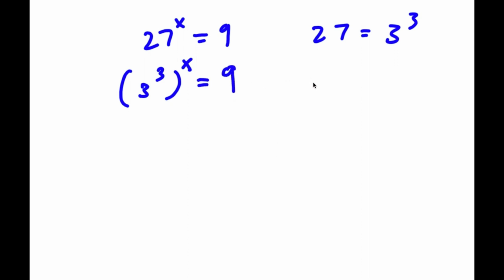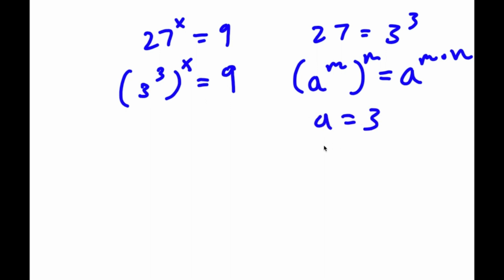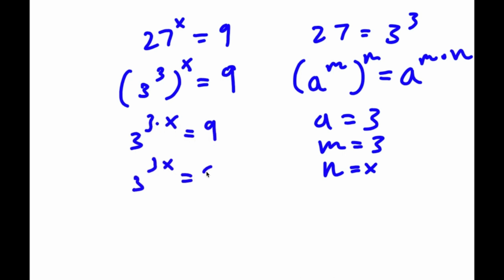And now if I have something in the form a to the power of m to the power of n, this is actually equal to a to the power of m times n. So 3 to the power of 3 to the power of x, we can think of a as 3 in this case, m as 3, and n as x. So this would be equal to a to the power of m times n. So 3 to the power of 3 times x. 3 times x is simply 3x, so I have 3 to the power of 3x is equal to 9.